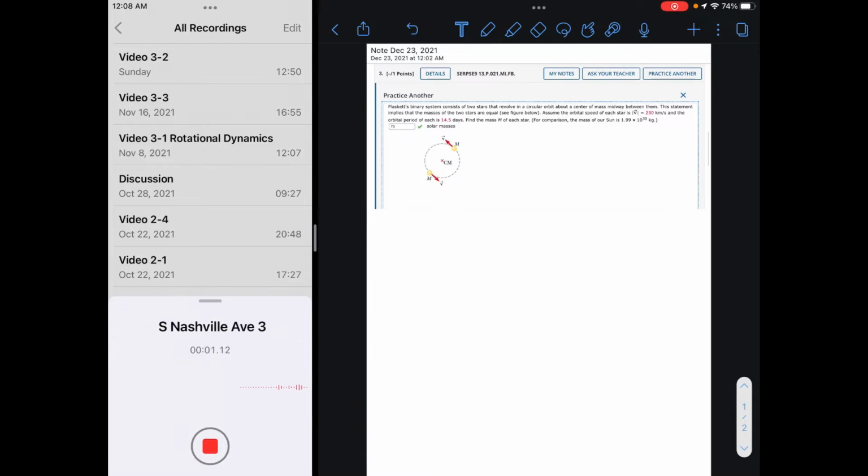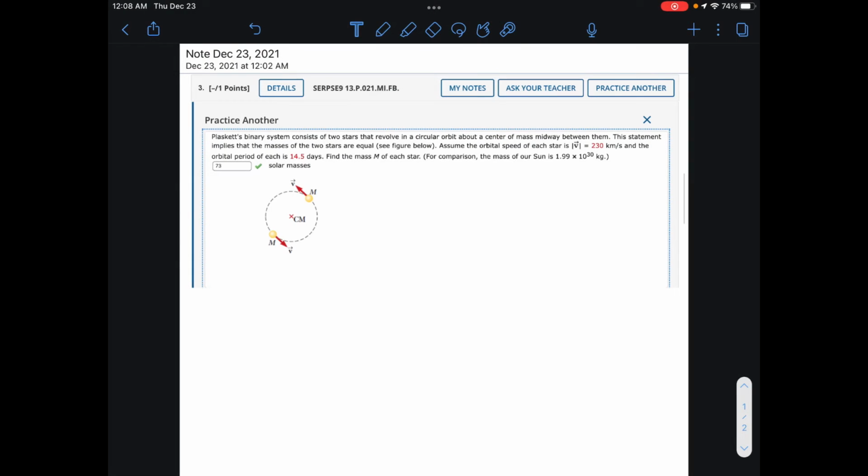Okay, this is Web Assigned 7B, problem number 3. Pascal's binary system consists of two stars that revolve in a circular orbit about a center of mass in between them. This statement implies that the masses of the two stars are equal. See figure below. We'll assume the orbital speed of each star is v equals 230 kilometers per second, and the orbital period of each is 14.5 days. Find the mass m of each star. For comparison, the mass of our sun is 1.99 times 10 to the 30th kilograms.